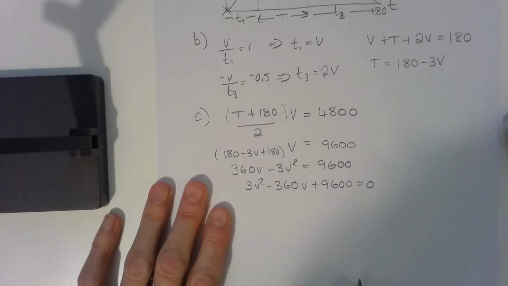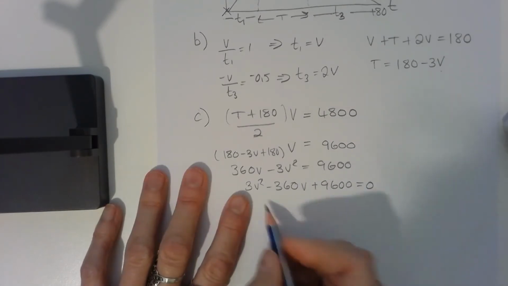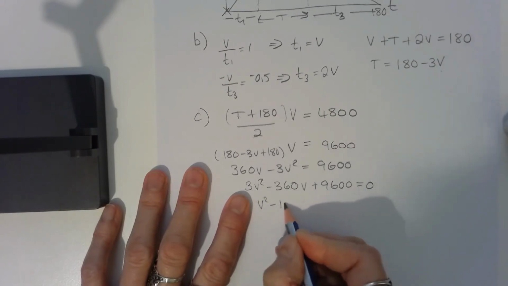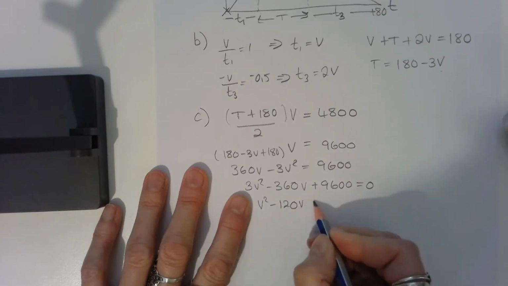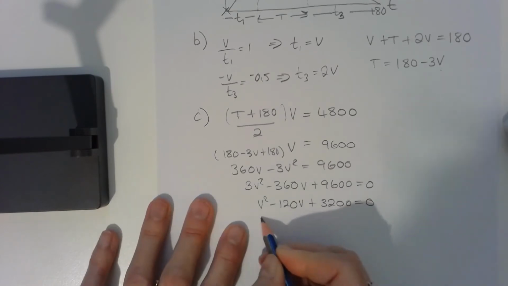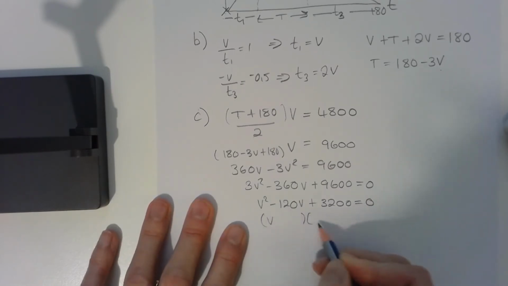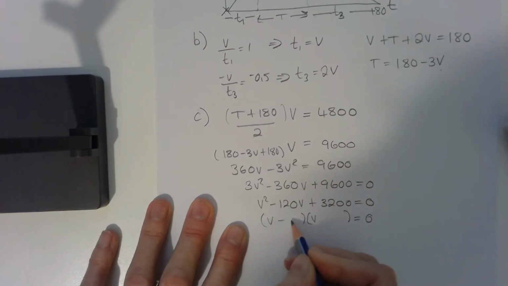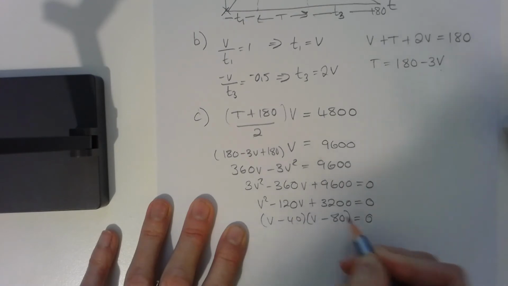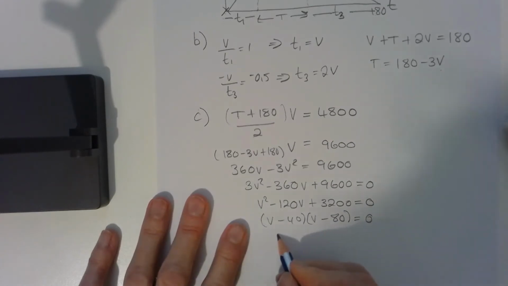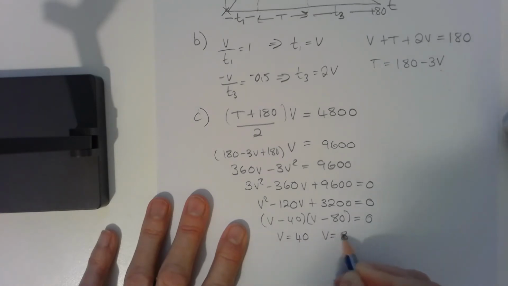Now you can do this in your calculator, or you can factorise and solve. If you're going to factorise, I'd divide through by 3 first. So v squared minus 120v plus 3,200 is equal to 0, and then you can factorise that to v minus 40, v minus 80. Sorry, I didn't write the actual values down. v equals 40, v equals 80.